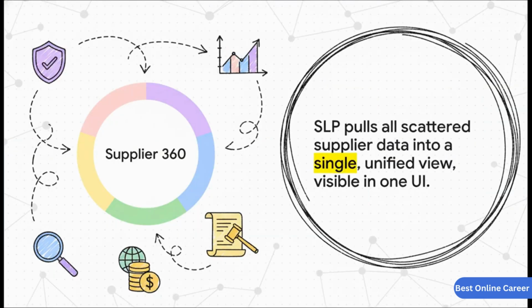Think of it like this. All those scattered pieces of information we talked about before, the risk data, the performance metrics, the contracts, the sourcing history, and all that core financial data, it's all pulled together into one unified 360-degree supplier profile. For the first time, you can see everything you need to know in a single view.